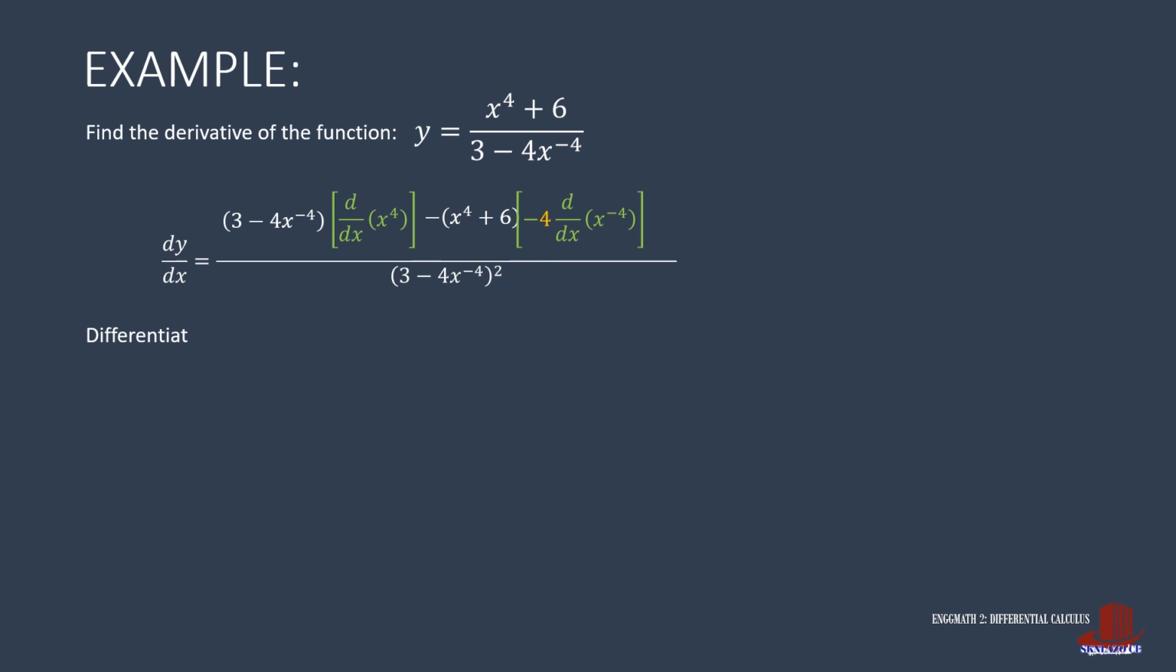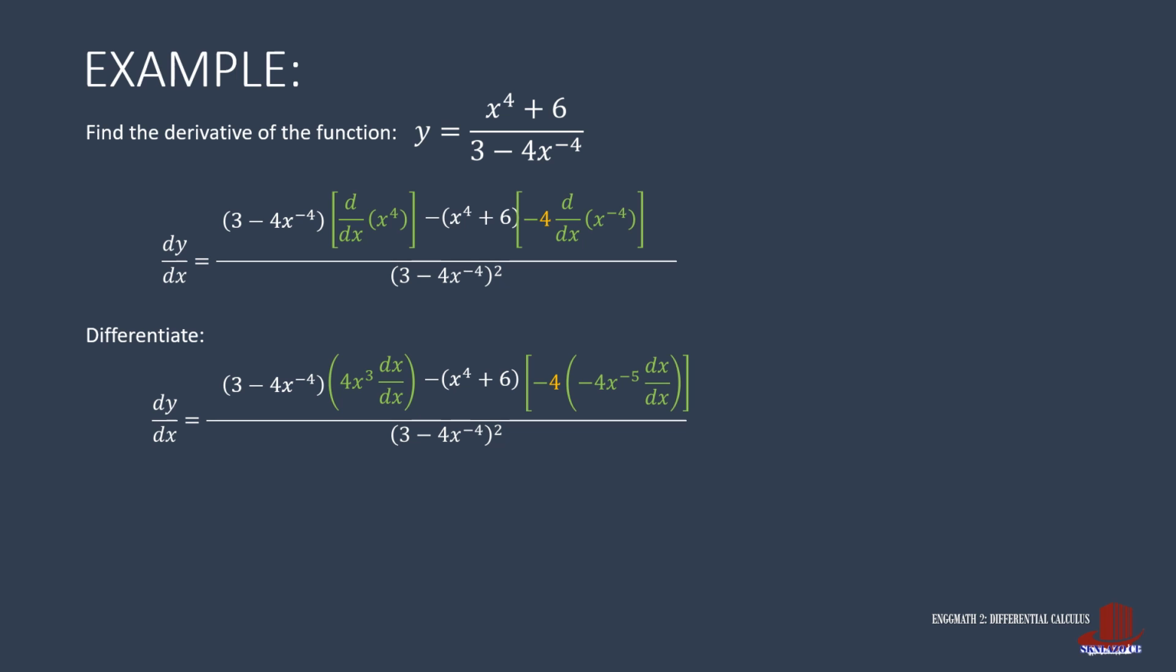Now we are ready to differentiate. dy over dx is equal to the binomial 3 minus 4x raised to negative 4 times the derivative of x raised to 4, which is 4x cubed with dx upon dx, minus the binomial x raised to 4 plus 6 times negative 4 times the derivative of x raised to negative 4, which is negative 4x raised to negative 5 times dx over dx. The ratio of dx with dx cancels out as 1.